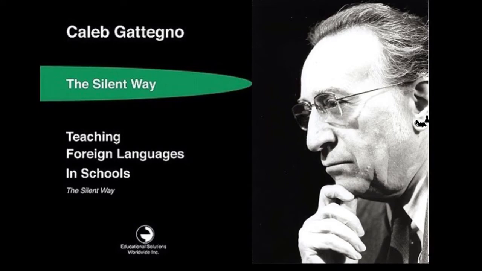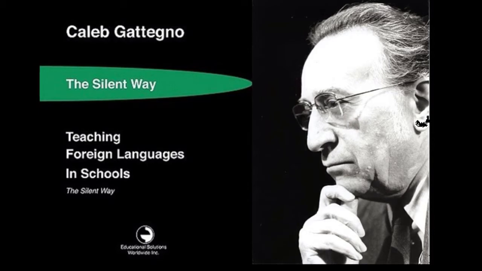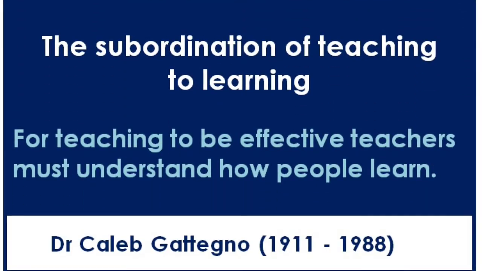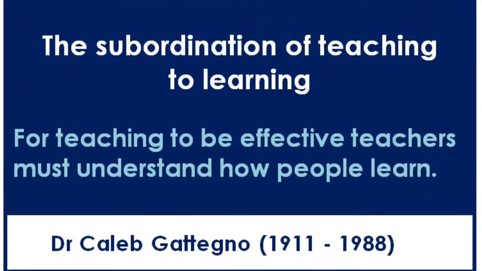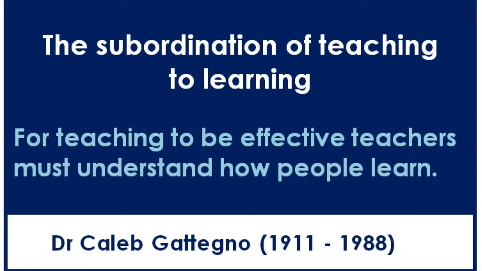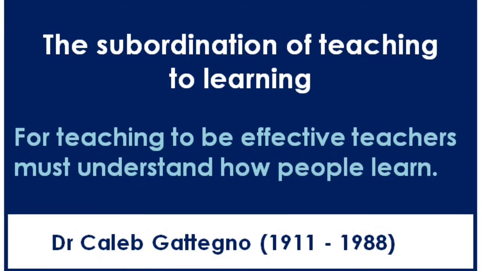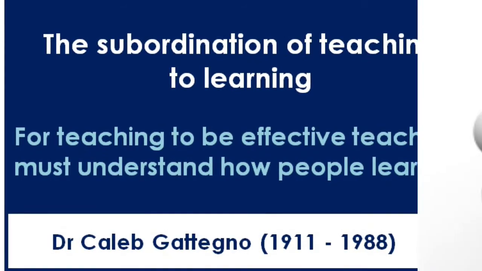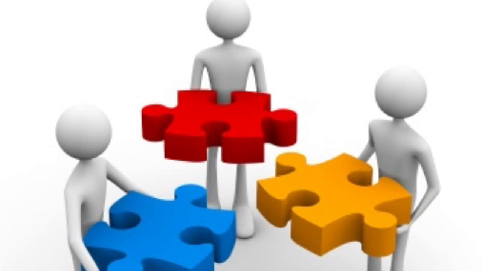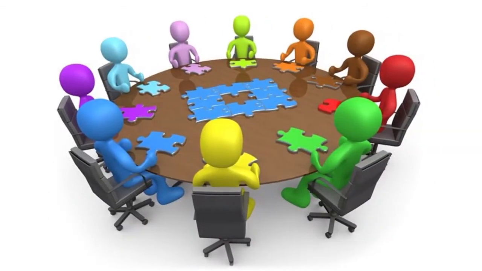However, it was Gattegno, with his background in maths, who brought an evidence-based approach to solving the problems of language teaching. The main principle of the silent way is the subordination of teaching to learning. Gattegno argued that for teaching to be effective, teachers must understand how people learn. Rather than present facts for memorization, teachers should construct challenges for students to conquer. If the student cannot conquer the challenge easily, the teacher doesn't reveal the answer, but guides the student towards it, essentially creating motivation and encouraging engagement. This is essentially what we now refer to as task-based learning.